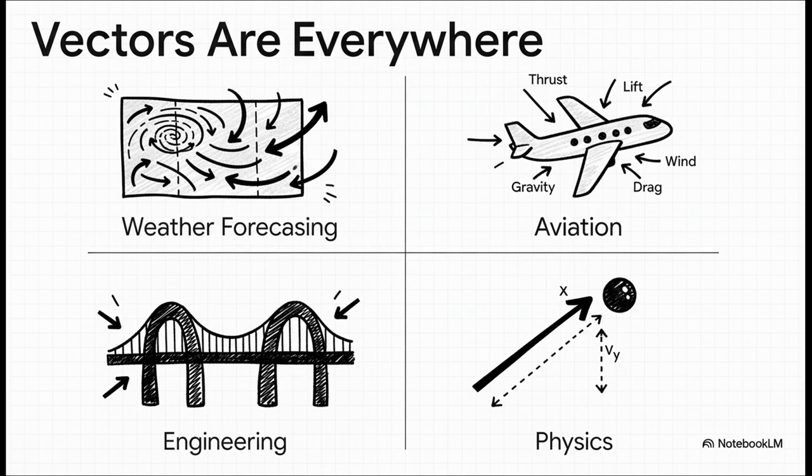That phone in your pocket, it's using vectors for GPS to figure out your exact route. Weather forecasters, they model the flow of wind and ocean currents with vectors. Engineers make sure bridges are safe by calculating all of the forces, which are all vectors, acting on them. From flying a plane to understanding gravity, vectors are literally everywhere, working silently in the background of our entire world.